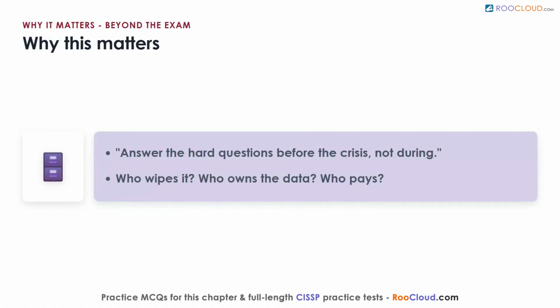Why does this matter beyond the exam? Because the hard part of mobile security is rarely the technology. Picture a growing company that lets everyone use their own phones with no written rules. When a device is lost, no one knows who wipes it, who owns the data, or who pays for the replacement. A clear deployment policy answers those questions before the crisis, not during it. That policy is your real control.